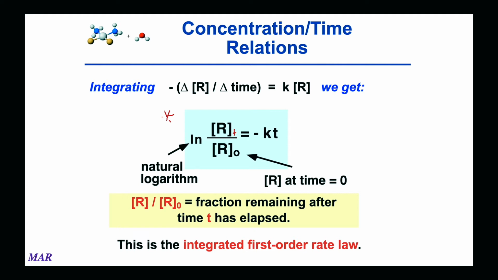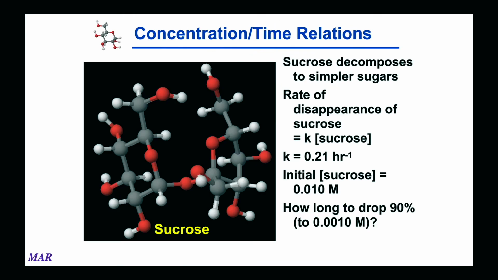And there's a lot of neat things you can do with it, and I'll show you some of those here coming up. Sucrose is a type of sugar, and like a lot of sugars, it will break down over time. And the rate of disappearance of sucrose, because it's a biological function, is first order, so you can write rate equals k times sucrose concentration to the first power, or just rate equals k times sucrose. And someone has already calculated the value of the rate constant k to be 0.21 inverse hours.